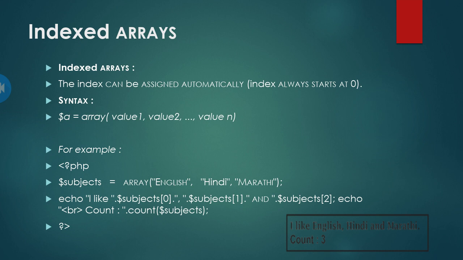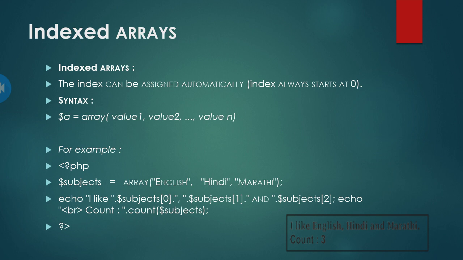So subjects index number 0 means it will print the value at index number 0 in the array subjects. Subjects is just the name of the array, whereas at index number 0 the value is English, because we have given the first value as English. At index number 1 the value is Hindi, and at index number 2 the value is Marathi. So there are a total of 3 values. That's why the index numbers are 0, 1, 2.